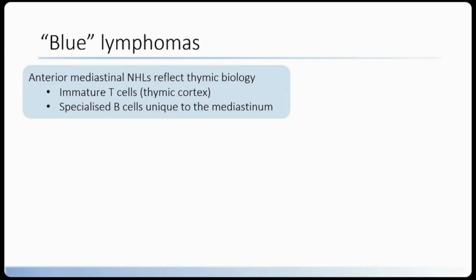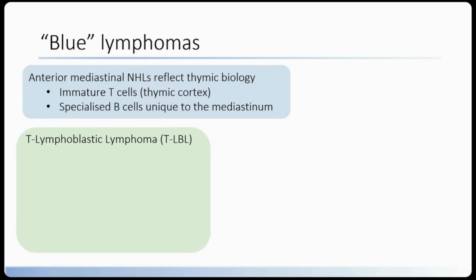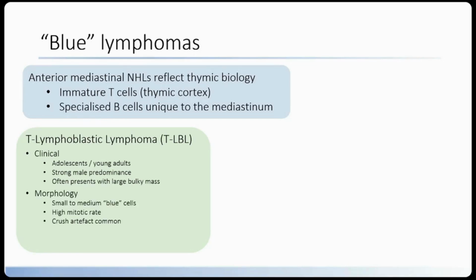If we think back to what we know about the thymus and the lymphocytes that are there, that can help us predict what lymphomas are going to be arising. So it's either going to be T lymphoblastic lymphoma, particularly in young men presenting with a large bulky mass, small to medium blue cells, high mitotic rate, and we're interested in those TDT positive, CD3, CD7, often CD99 positive cells.